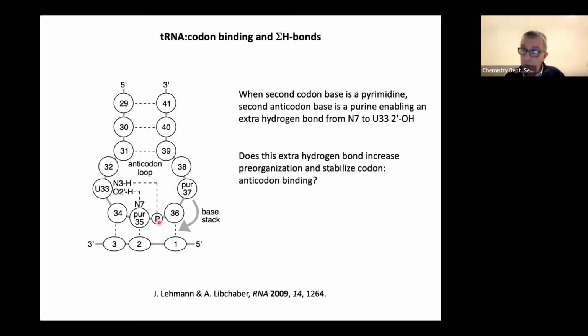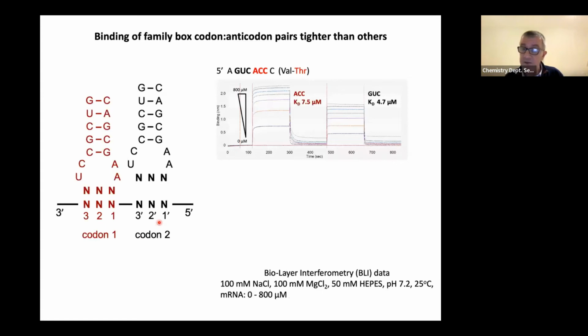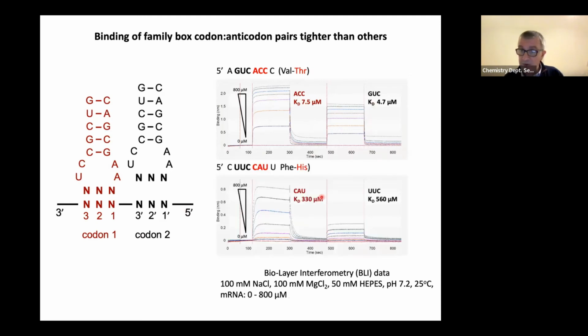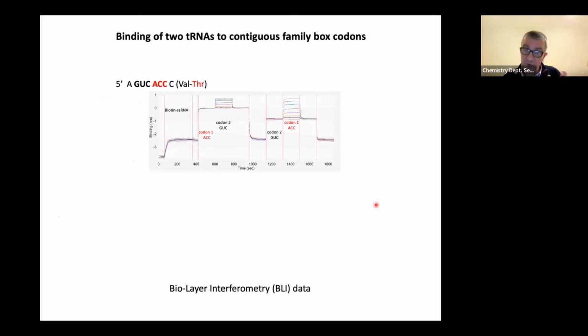And so we thought that would probably mean that the family boxes are those which best associate, most strongly associate with the corresponding codons. And it turns out this is the case. We can look at family box anticodon-codon interactions. They bind very tightly. Non-family box anticodon-codon interactions are approximately 50 to 100 times weaker. And it turns out that if you have two contiguous family box codons on a message, you can actually bind these tRNA anticodon stem loops sequentially or at the same time to that message.